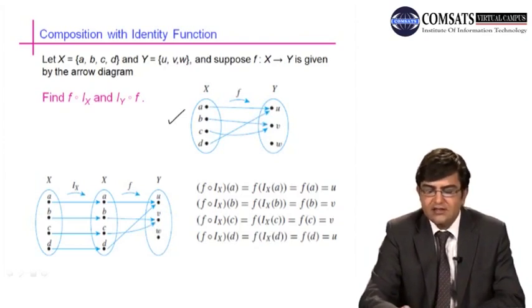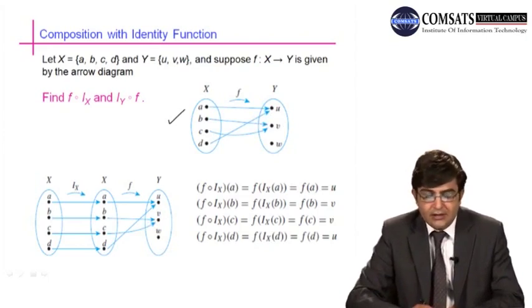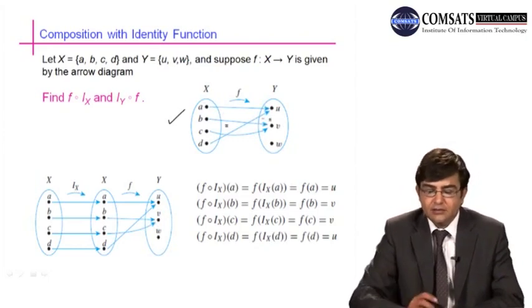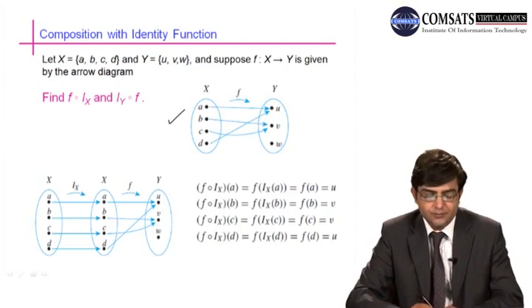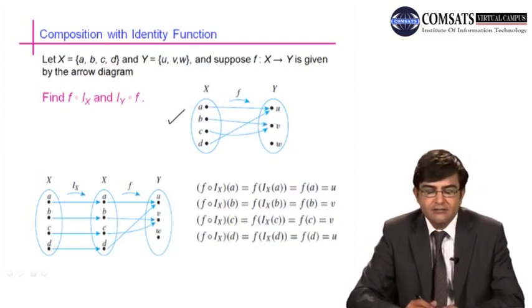So we can see the relation, the function, between the elements of X and Y, defined by the arrows. A is related to u, b is related to v, c is related to v, and d is related to u. Now we have to find the composition of this function with the identity function.